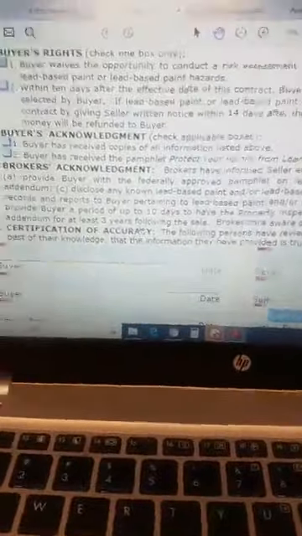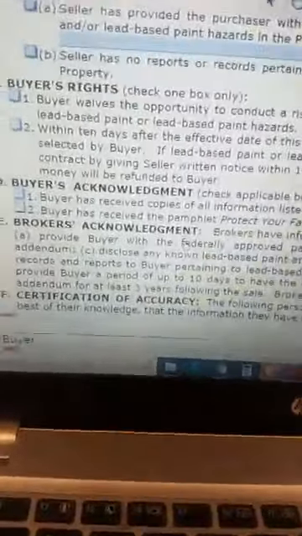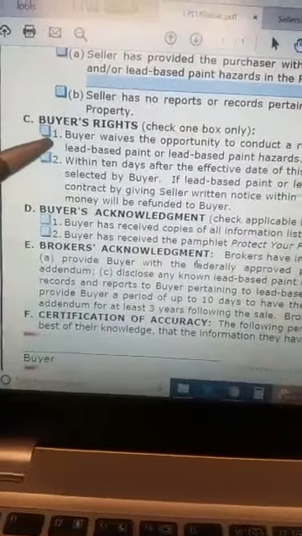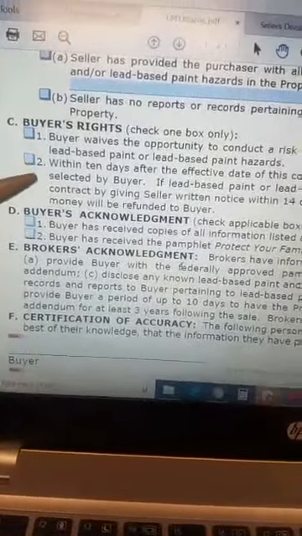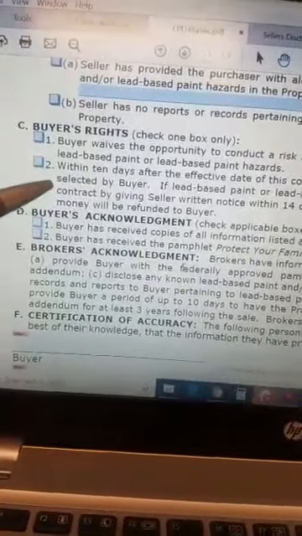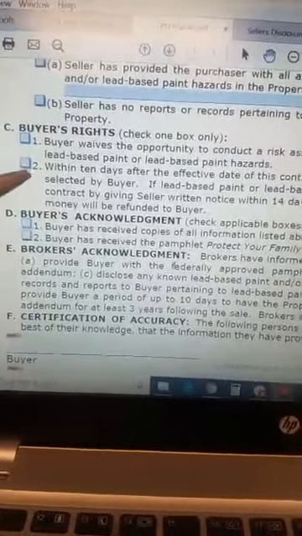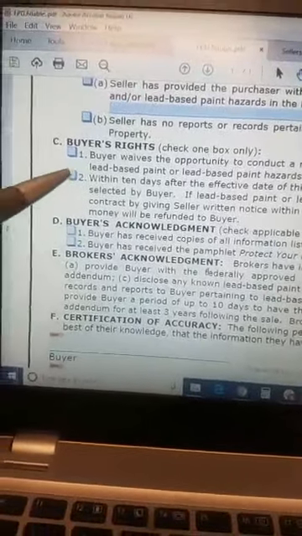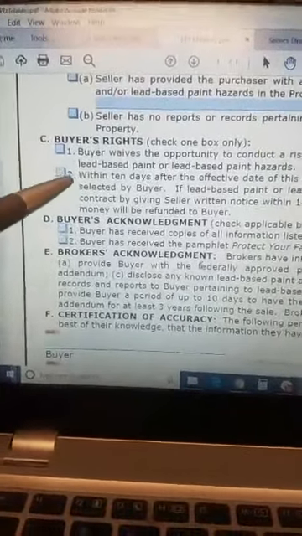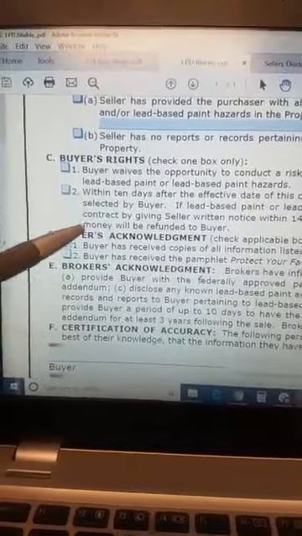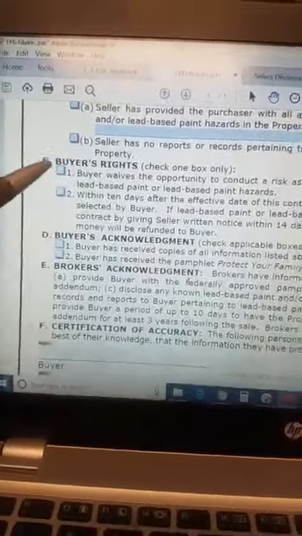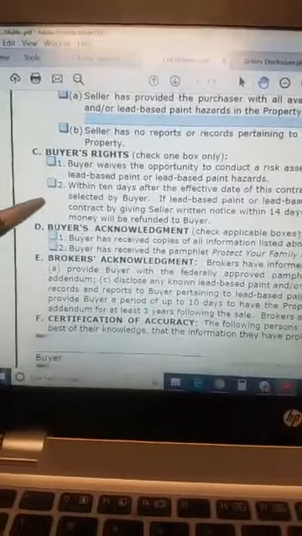When you sign as the buyer, you're going to go here and you can click either one. You can say the buyer waives the right, the opportunity, or within 10 days after the effective date, the buyer has an opportunity to do an inspection, which is basically a waste of money in this business because you're rehabbing the whole house, and if there's lead paint, you're probably going to remove it. Hopefully you remove it legally and not illegally, but that's for another story. I usually click 1 or 2. It doesn't really matter at this point.